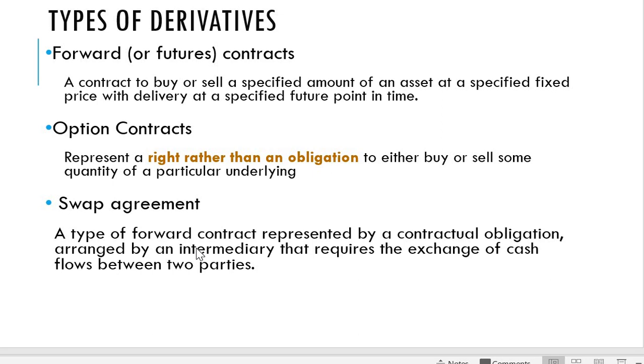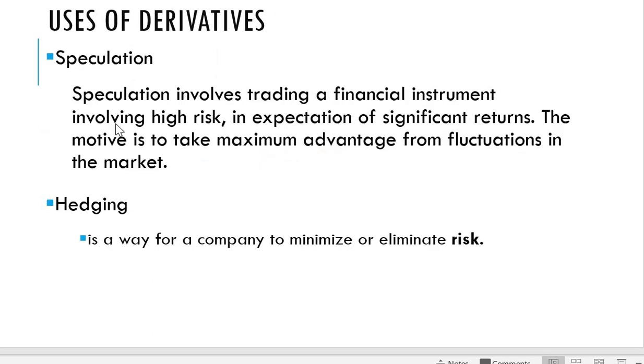Why is it called a swap? Because the parties just exchange payments in the future. One party pays fixed and the other party pays variable. What are the uses of derivatives? Normally, derivatives are used for speculation or hedging. Speculation involves the trading of a financial instrument involving high risk, with an expectation of significant returns.